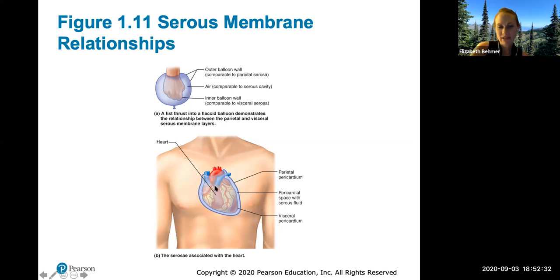So an example of this, if you look at your heart, the heart is covered with a visceral pericardium, the pericardial space filled with fluid, and then the parietal pericardium. So that is how many of your organs are contained within the serous membrane.